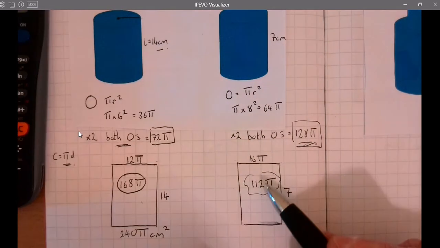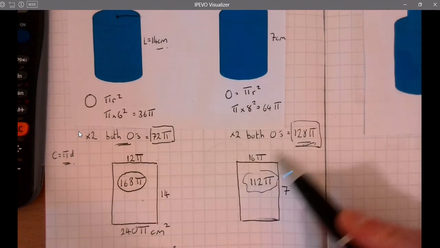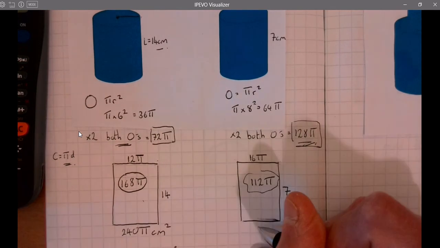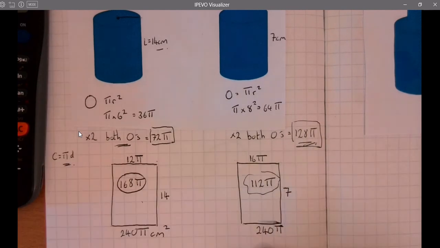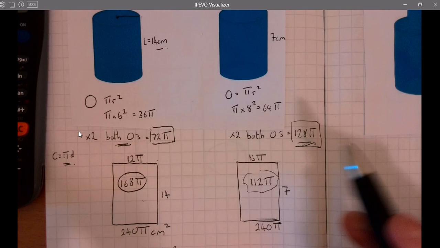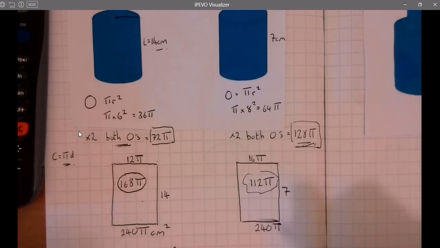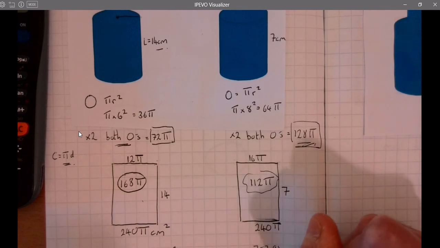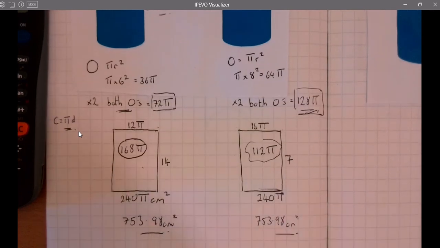So now, if we just add these two together, so that's going to give me 240 pi. That's the same. Whoa, I wasn't expecting that. I did genuinely just make these numbers up. That is just a coincidence. But it is a bit weird. So 230, 240. Sorry, I'm just double checking, make sure I didn't make a mistake, but I haven't. So therefore, the answer to that is exactly the same. Okay, there we go.